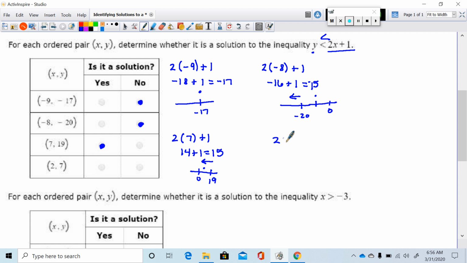And the next one, 2 times 2 plus 1. 4 plus 1 equals 5. My reference point is the y. My reference point is 7. And we want it to be to the left of 7. Well, 5 would be somewhere over here. So yeah, that's to the left of 7. So see, you can have more than one correct answer.